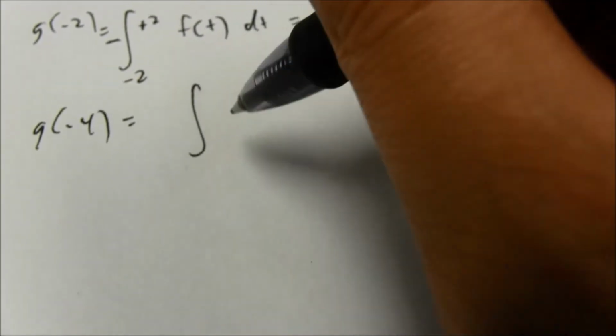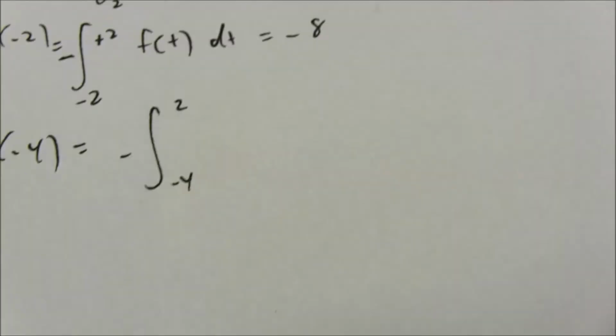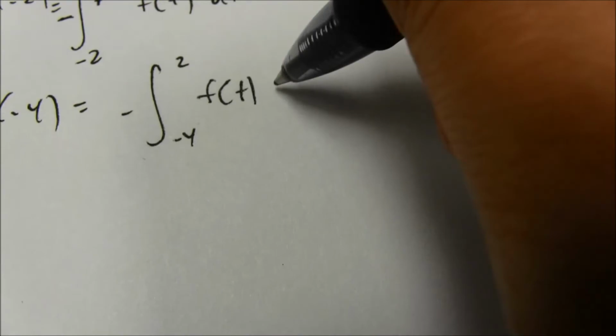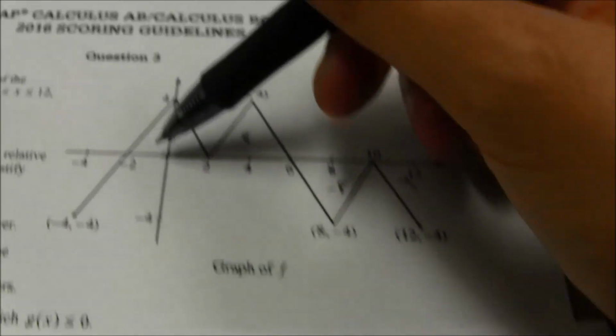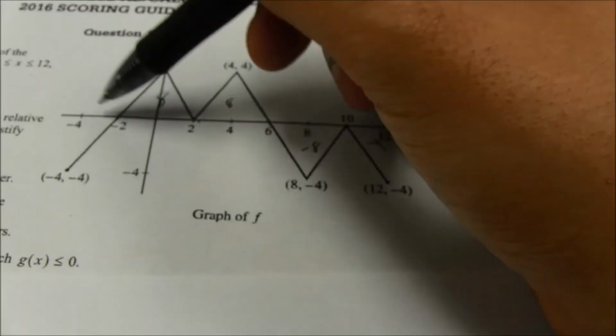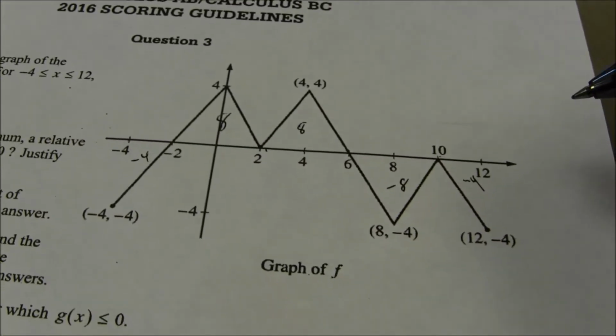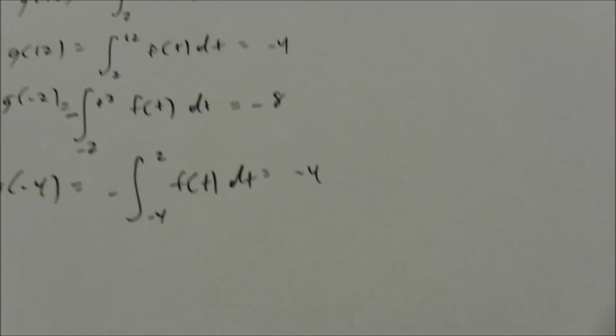G of negative 4 is going to be the integral from, it would be 2 to negative 4, but I'm going to do negative 4 to 2, and I'm going to switch the sign to negative of f of t dt. And again, we go up here, and we already know that that integral before was negative 8. It was backwards here. This area here is going to be negative 4, but we're changing the sign, and that's going to make it a positive 4 being added to our previous value there. So we have negative 8 plus 4. That's a value of negative 4.